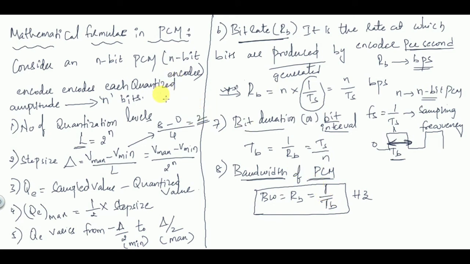Okay, so just remember these formulas. Consider an n-bit PCM. The number of quantization levels is 2 power n, and step size is Vmax minus Vmin by 2 power n. QE is sampled value minus quantized value. QE max is half into step size, and QE varies from minus del by 2 to del by 2. Bit rate is n by ts, bit duration is ts by n, and bandwidth is equal to bit rate only. If you remember all these formulas, you can solve any problem regarding PCM.